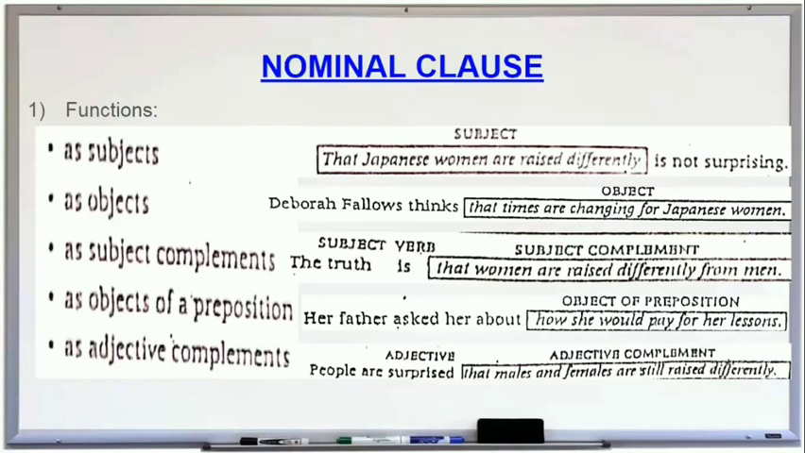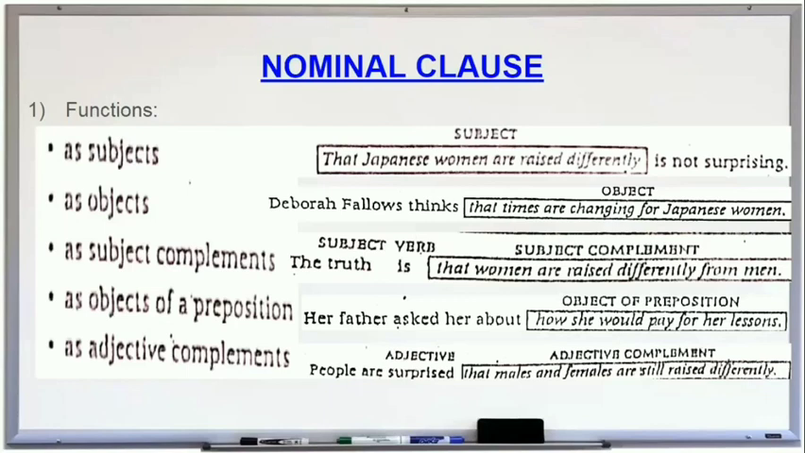For example, in this case, the truth is that women are raised differently from men. So if I end my idea there, the truth is, the idea doesn't make sense. So that's the reason why I need a complement to complete the subject. So in this case, the difference between object and subject complement is the verb. In this case, the verb has to be copular or linking.